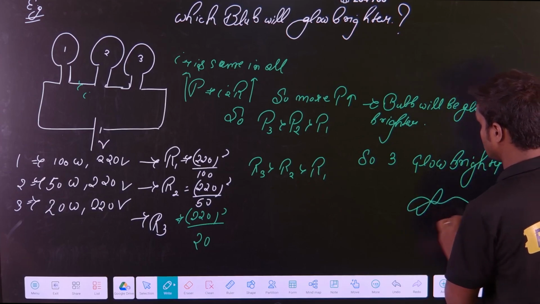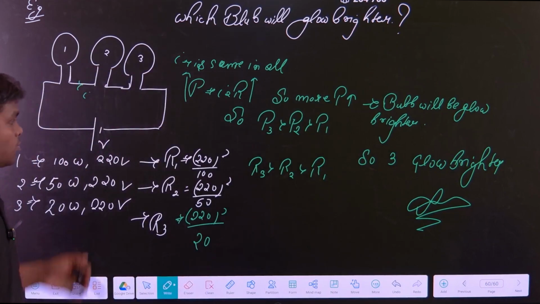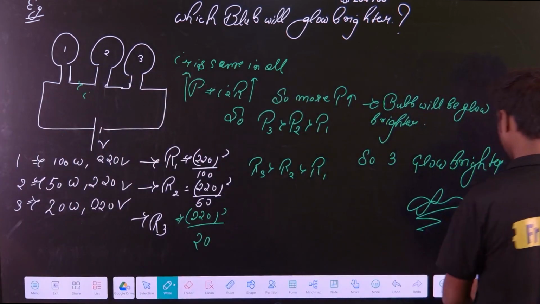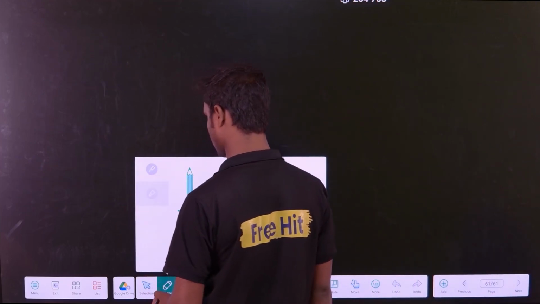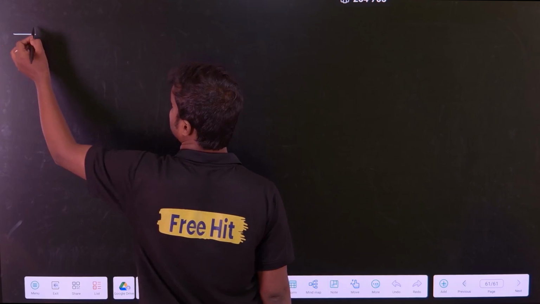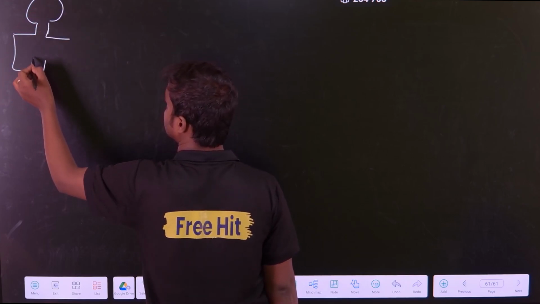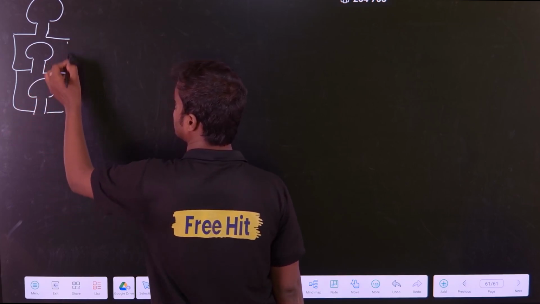That is the answer. Clear? So this type of question they will ask you. You have to think like this. That is a way of thinking. Suppose in the same question, in the continuation, everything is the same, but instead of connecting the bulbs in series, I connected them in parallel, correct?